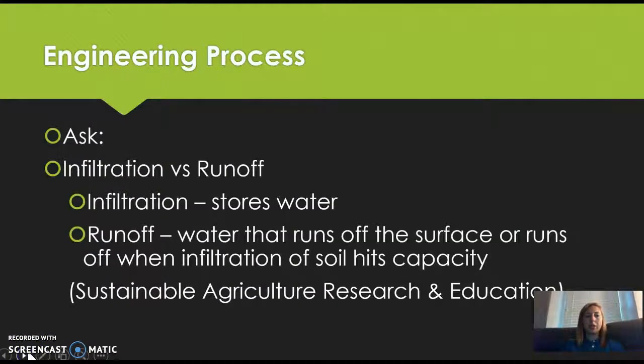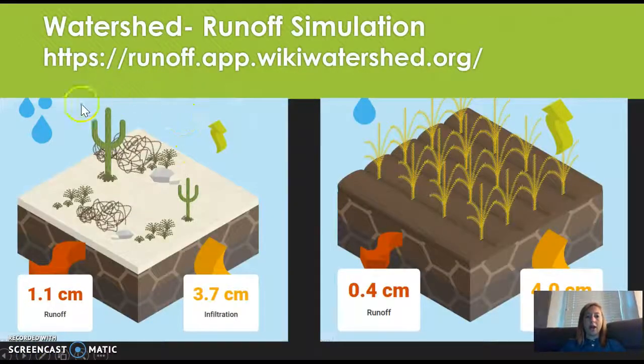So for the engineering process, I really had to ask myself, what type of landscapes hold water and which ones does the water run off of? In terms of runoff, this is really when water runs off the surface when infiltration of soil hits capacity. So I then used the watershed app to figure out exactly what type of landscapes I wanted to create. I looked at this barren one and I thought maybe I would create something related to sand, especially because the beach and the summer is coming up.